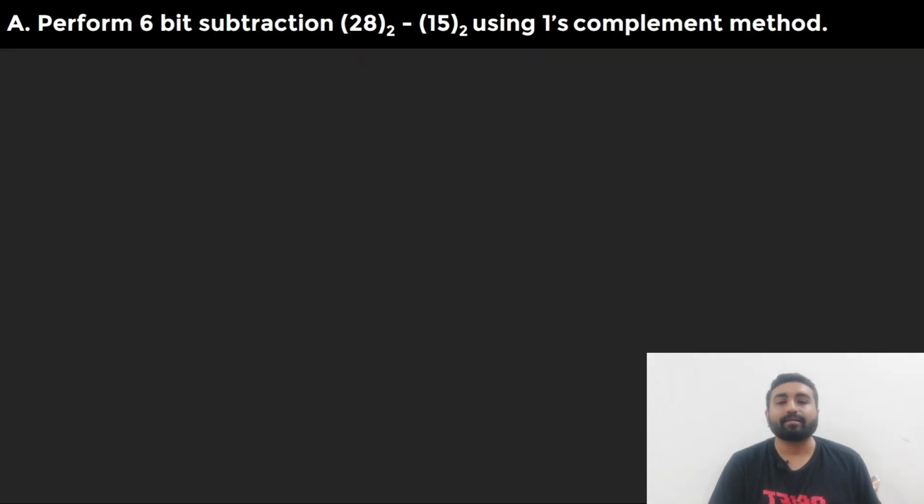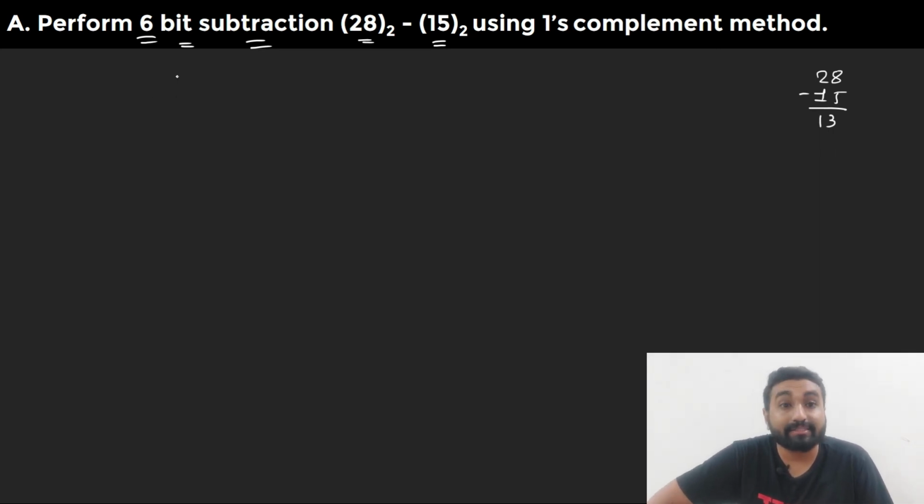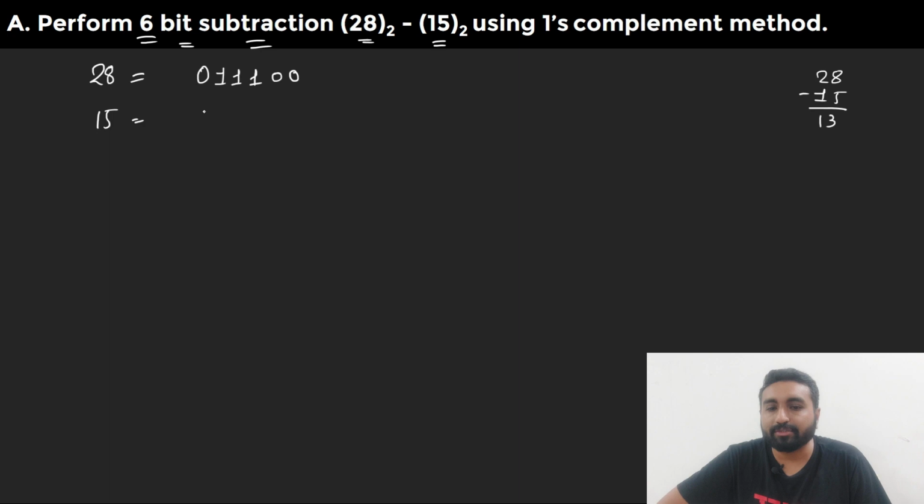So the first example we are taking is to perform 6-bit subtraction of 28 minus 15. We all know that 28 minus 15, your answer should be 13. But here we will do it with the 1's complement. First of all, I will write the 6-bit binary of 28. So 28's binary would be 011100. Similarly, 15's binary in 6-bit will be 001111. So we have noted down the binary for 28 as well as for 15 in the 6-bit format, because here we have to perform 6-bit subtraction.